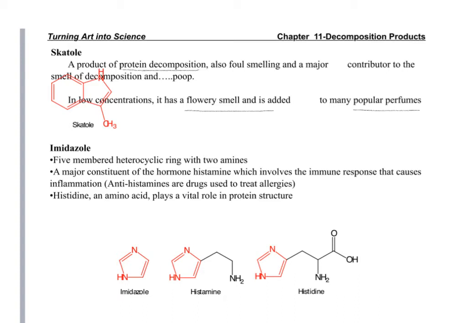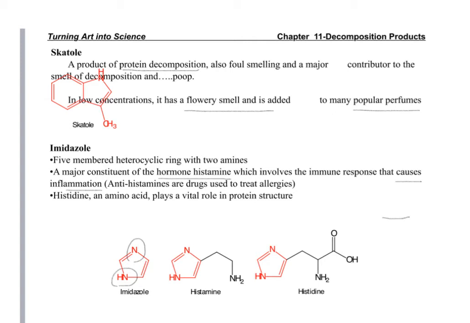So imidazole is a five-membered heterocyclic ring, and so it's going to have two amines, so you've got two nitrogens that are involved in that ring. So they're important in histamine. So histamine is going to cause inflammation, so antihistamines are going to prevent that inflammation from occurring.